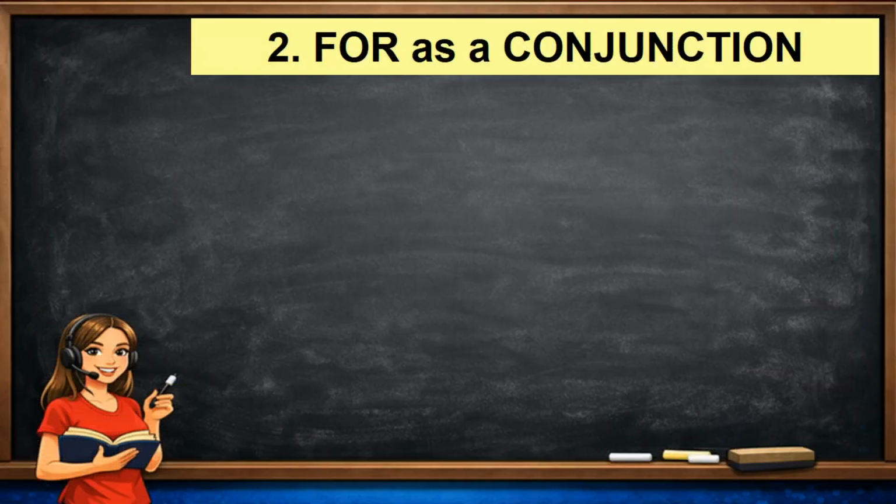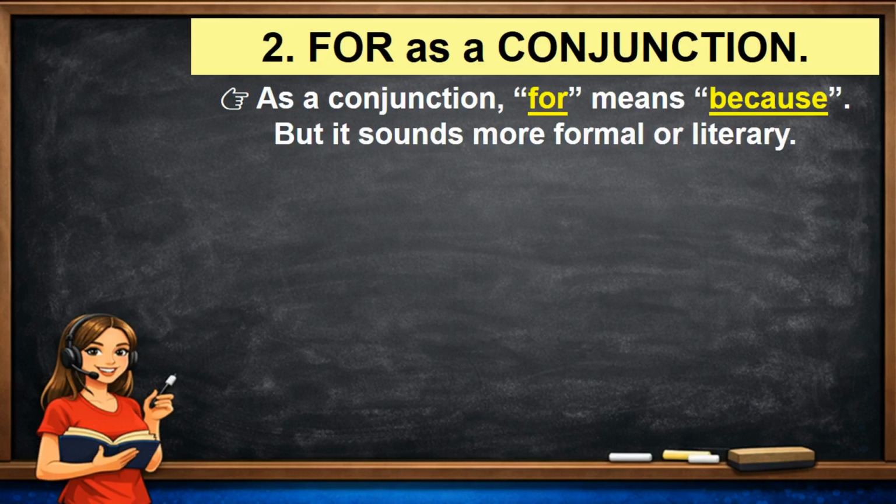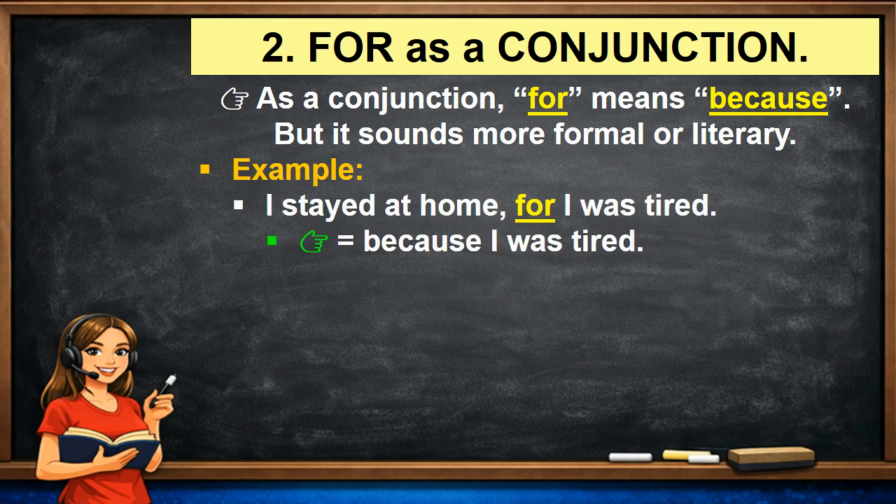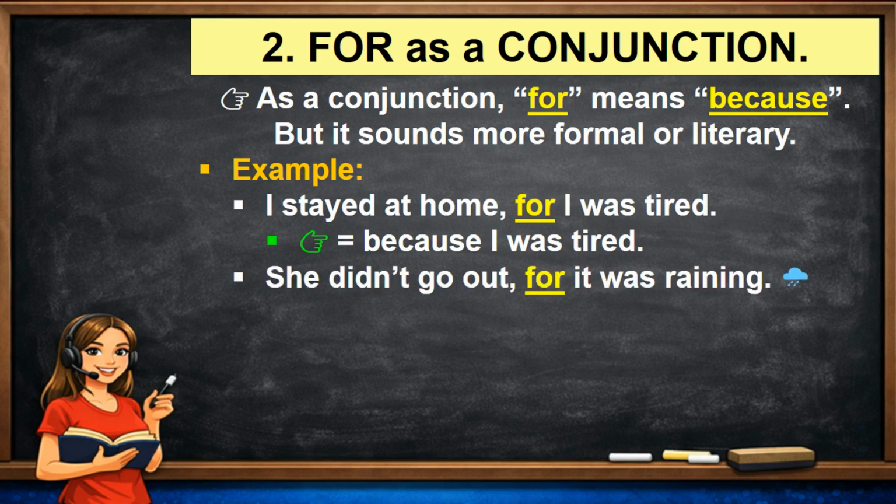2. For as a conjunction. Now let's level up. As a conjunction, for means because, but it sounds more formal or literary. Example: I stayed at home for I was tired. See, in this sentence, for means because I was tired. Another example: she didn't go out for it was raining.